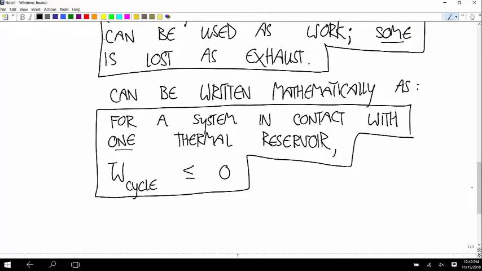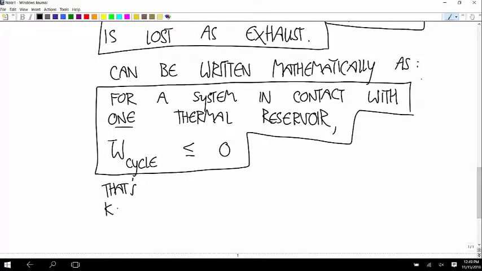Anyone remember what this one's called? What's the second statement? Kelvin-Planck. Yep. Kelvin-Planck statement. This is what we're going to be talking about for the rest of class today.